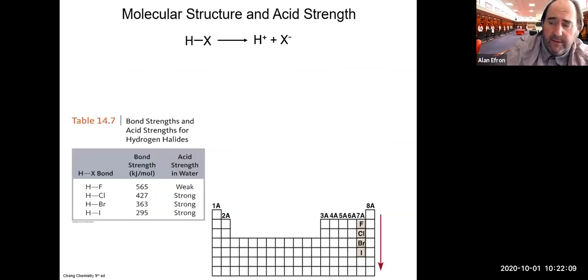All right, so we're going to talk then here about acid strength and how to determine, when comparing acids, which one might be a stronger acid versus another.